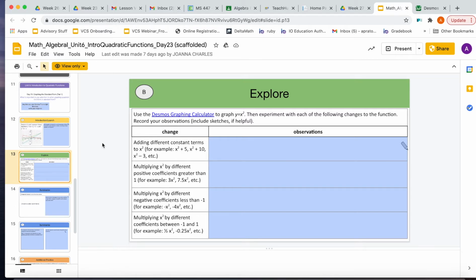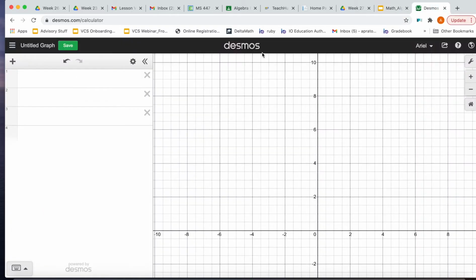Okay. So the first question says, what would happen when we add different constant terms to x squared? What are our observations when we do that? So for example, if I take x squared and I add 5, or I add 10, or I subtract 3. Well, let's use the calculator to help us figure that out.